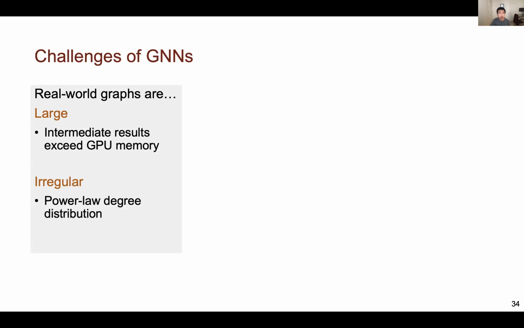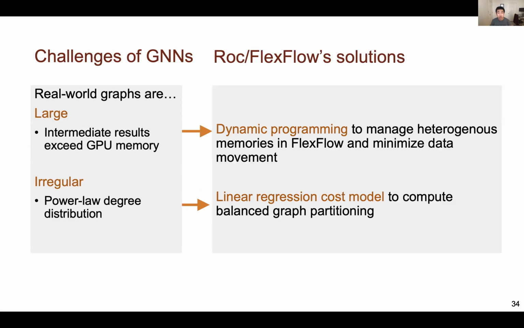So to address the other challenges of graph neural networks: real-world graphs are very large, which means the intermediate results may exceed the GPU memory capacity. And large real-world graphs are also very irregular, which results in a power law degree distribution and causes significant load imbalance.